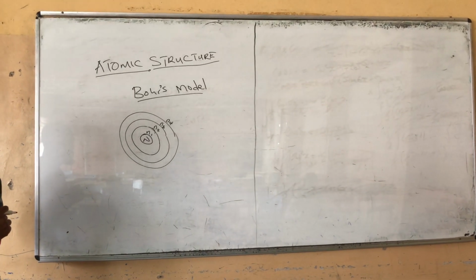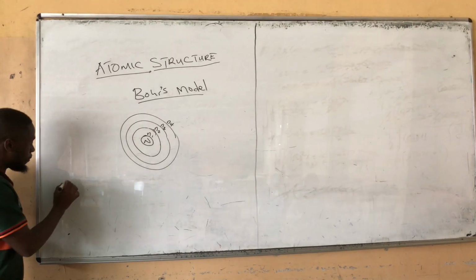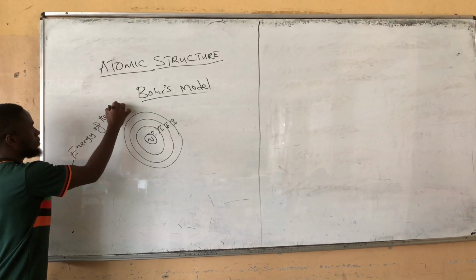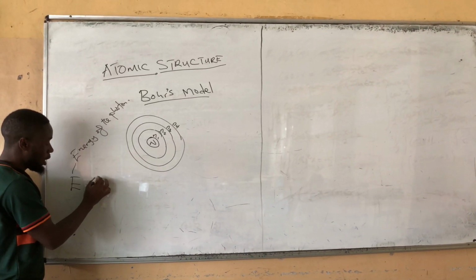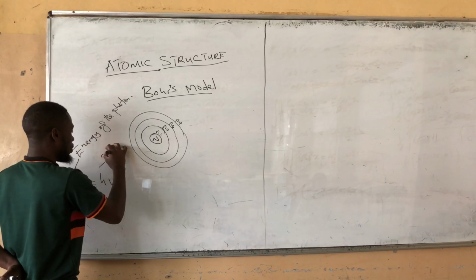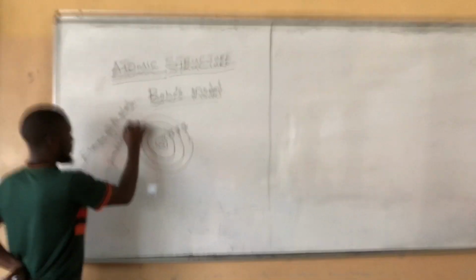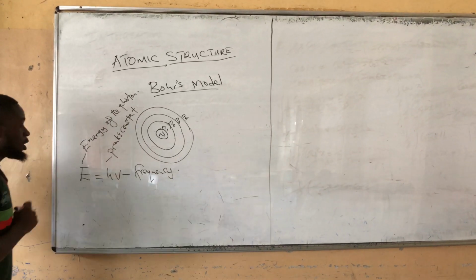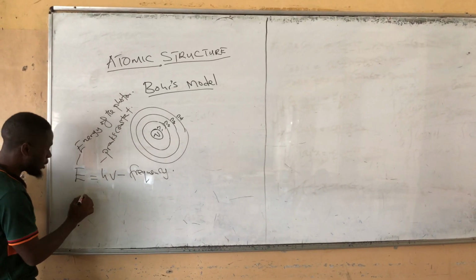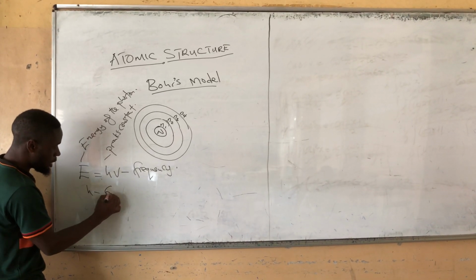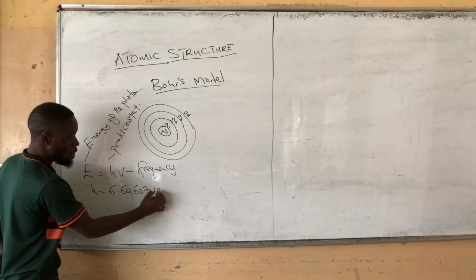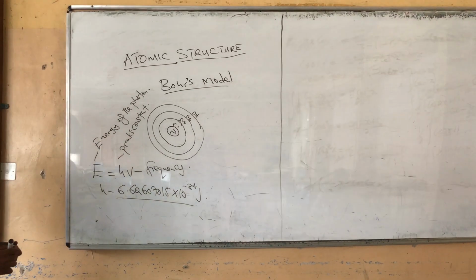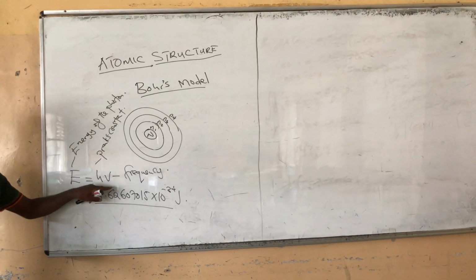So here, how do you find the energy of a photon? How do you calculate the energy of the photon? The energy of the photon is equal to hv. What is this h? This is Planck's constant. What is this v? This is the frequency. So what is the value for this Planck's constant? h is equal to 6.6260705 multiplied by 10 to the power negative 34 joules. So when you are told to find the energy of the photon, just say E is equal to h, the Planck's constant, multiplied by the frequency.